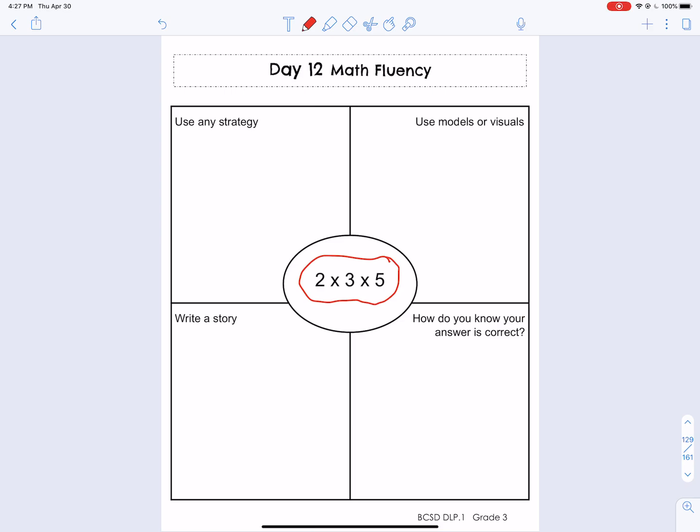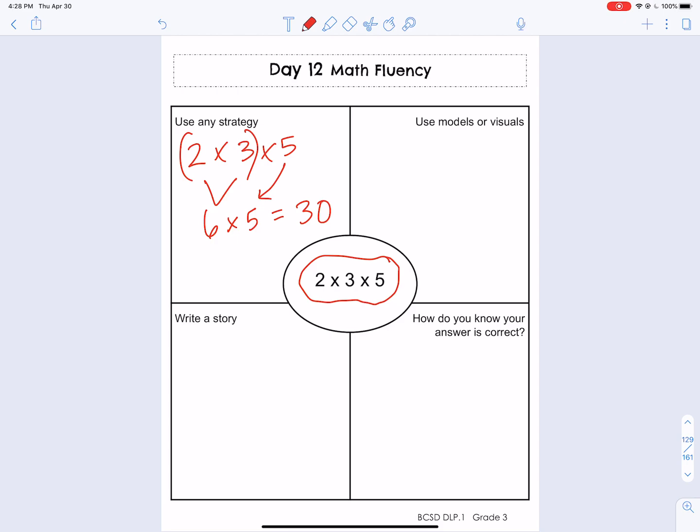So what I would do is rewrite it in the box. Go ahead and group your numbers however you like. I'm gonna group it like this, 2 times 3. And then I'm going to multiply 2 times 3 first. I know 2 times 3 is 6. Then I'm going to bring down that times 5. And I know 6 times 5 is 30.